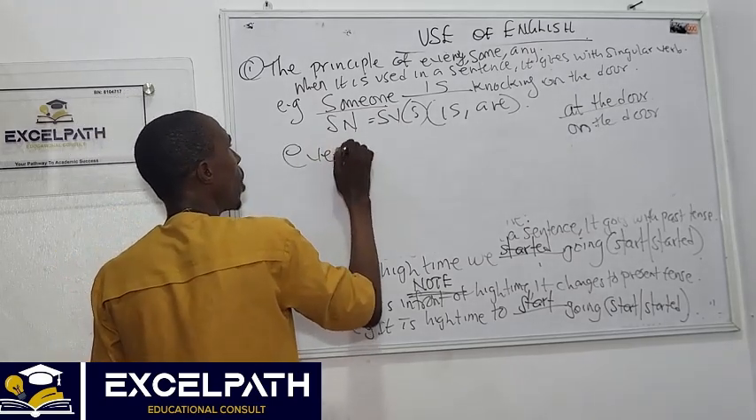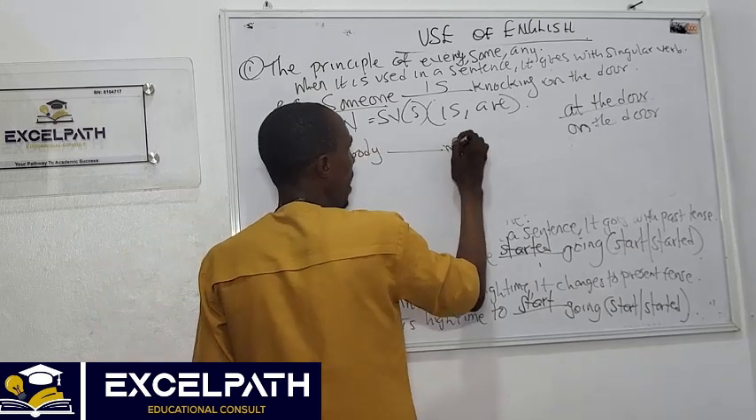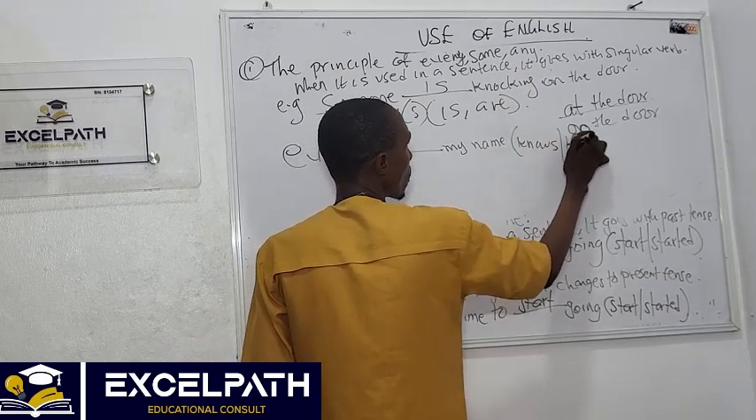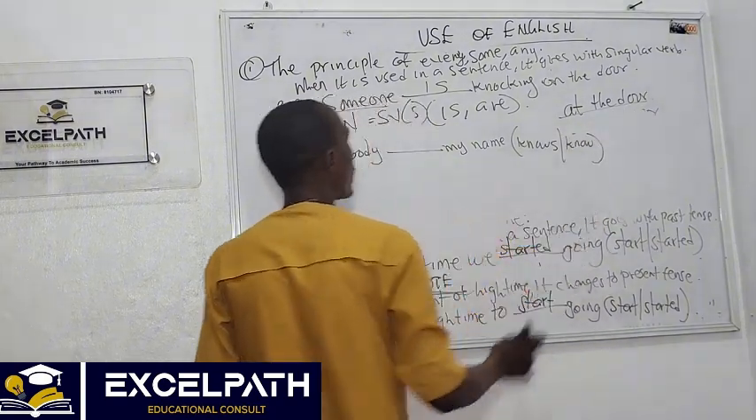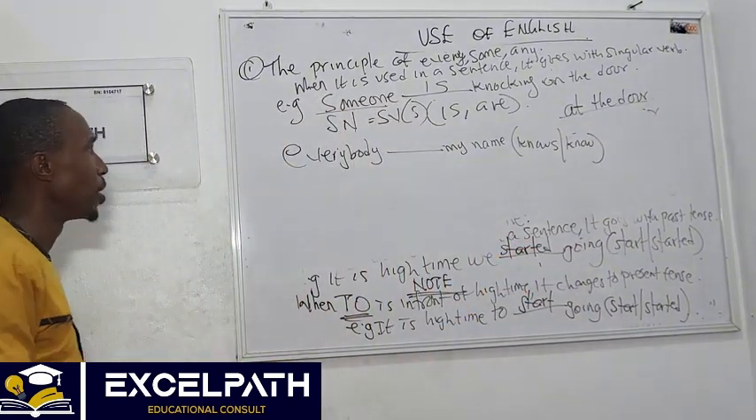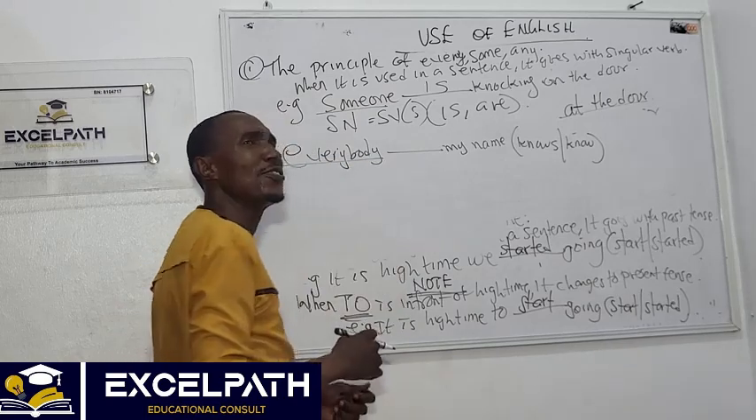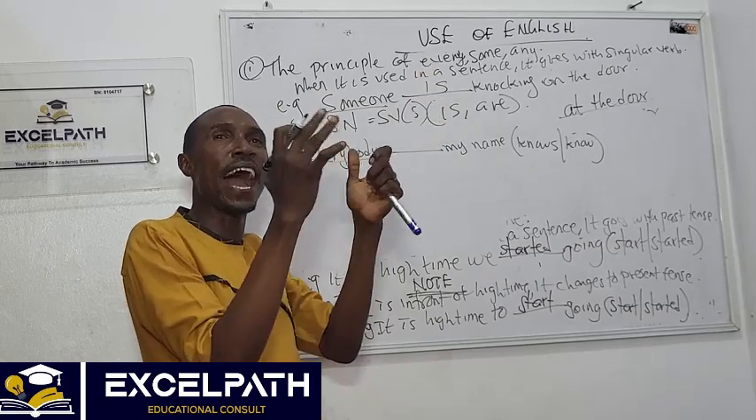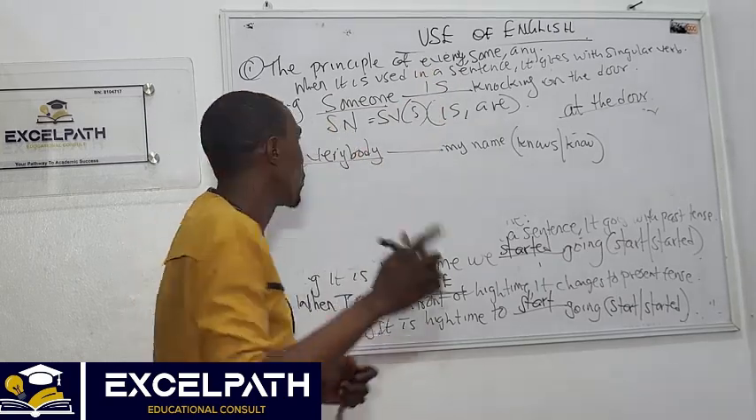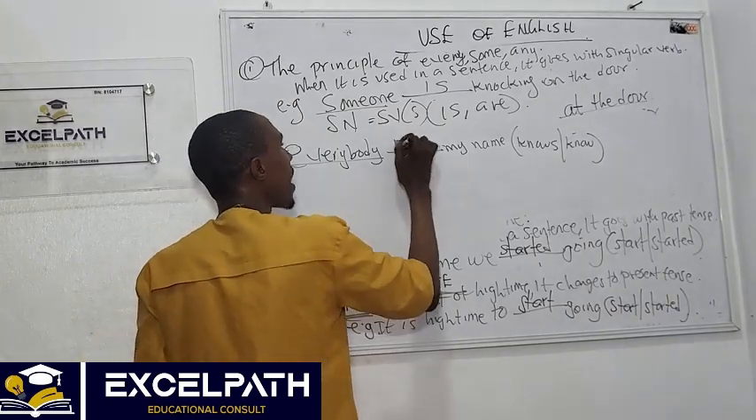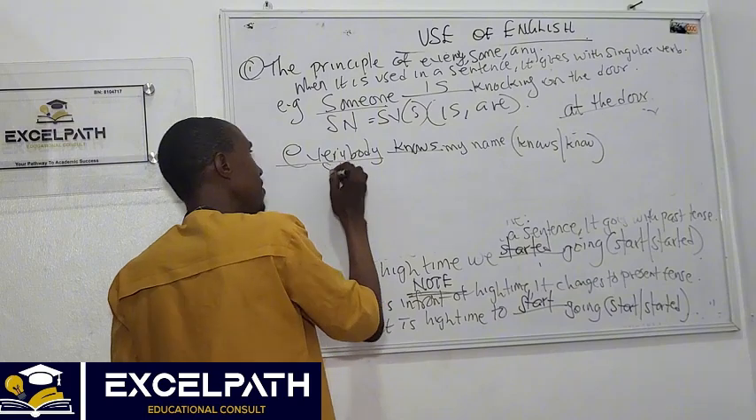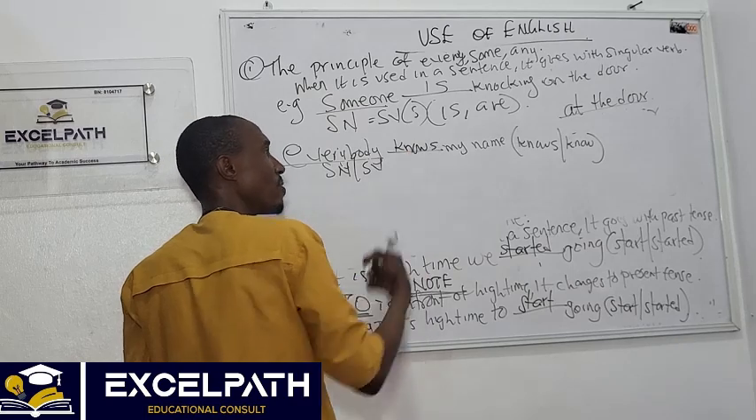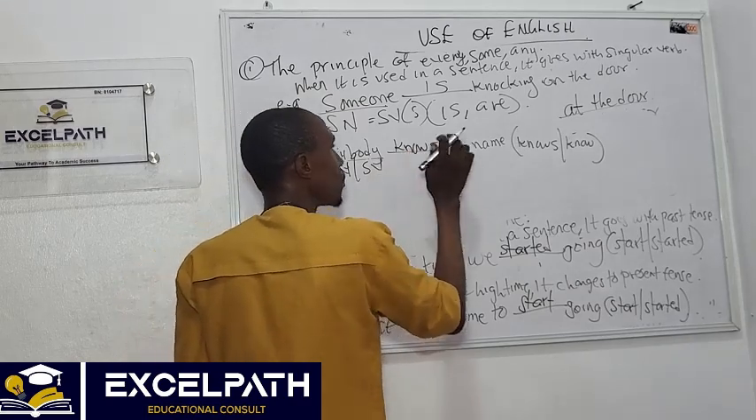Everyone or everybody dash my name. You have options knows and know. Everybody here does not connote plural. Following the principle, it has been added, or it has been seen as one. So everybody dash my name means what? Everybody knows my name. This is a singular noun, and it must go with a singular verb. And your singular verb must carry what? S. So everybody knows my name.